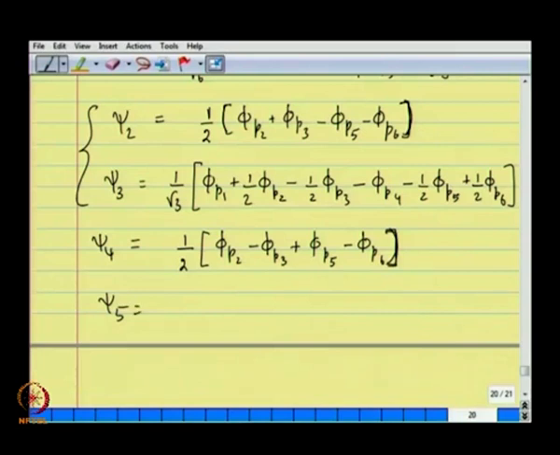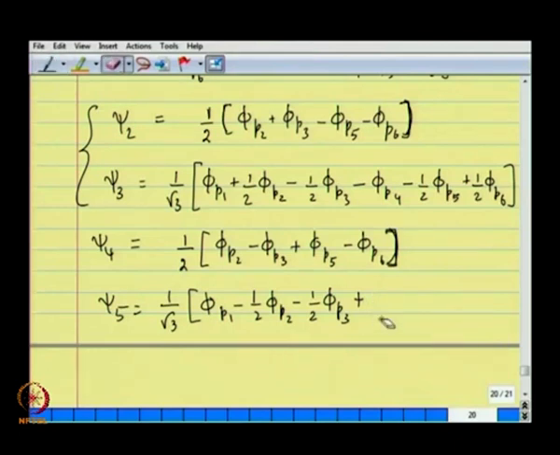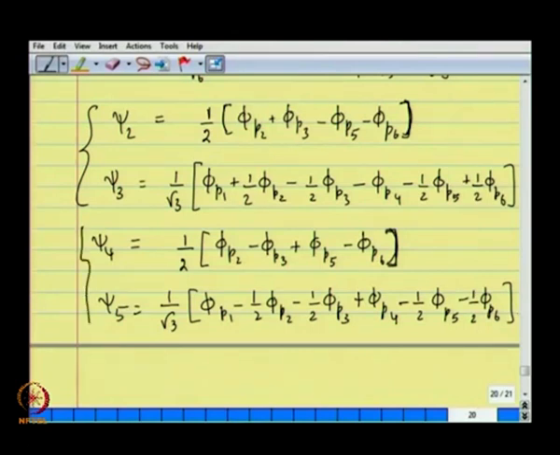Psi 5 is also written from the orbital psi 3, 1 by root 5 phi p 1 minus 1 by 2 phi p 2 minus 1 by 2 phi p 3 plus 1 by 2 phi p 4 minus 1 by 2 phi p 5 minus 1 by 2 phi p 6. And these two are the degenerate orbitals with the energy alpha minus beta. These are with the orbital energies alpha plus beta.